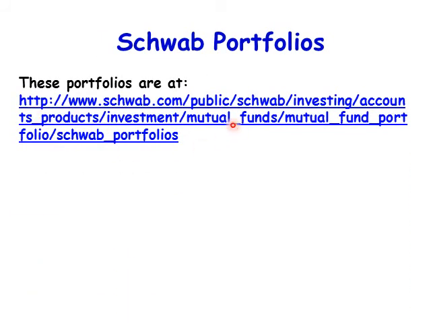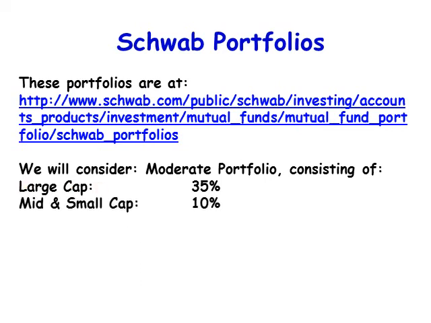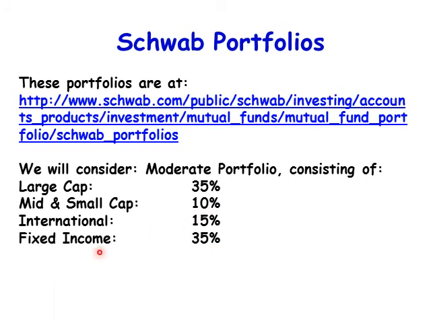So Schwab portfolios are at this link here, and we'll consider one portfolio, the moderate portfolio, consisting of large cap 35%, mid and small cap 10%, international 15%, fixed income, which is bonds, 35%, and cash 5%. 35 plus 10 is 45, plus 15 is 60, then 95 here, and 5% cash.